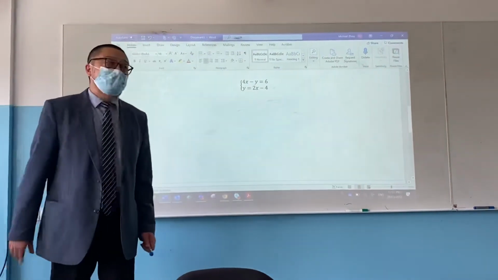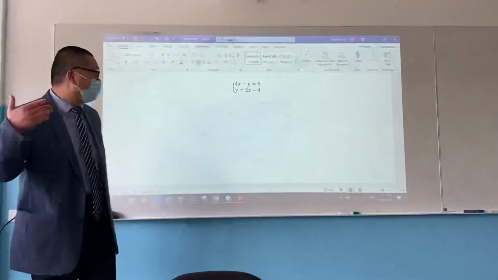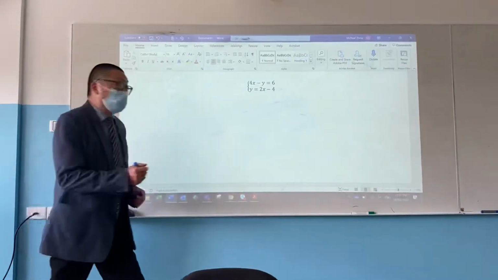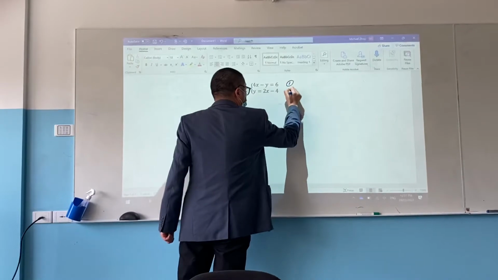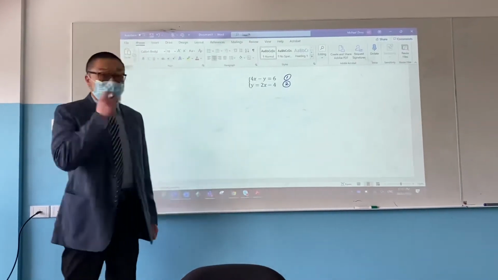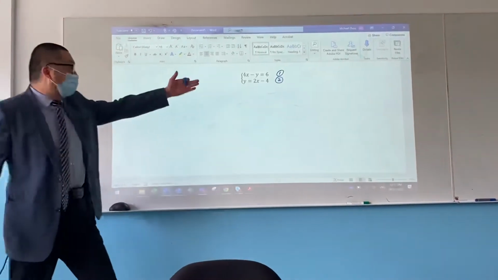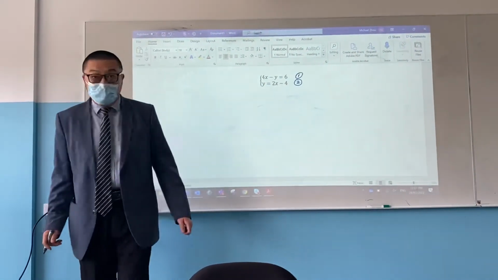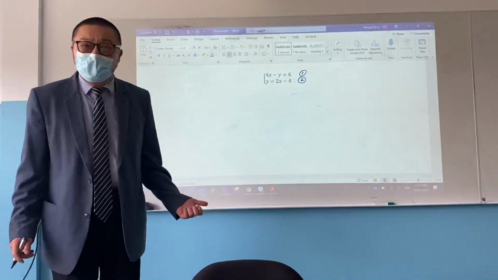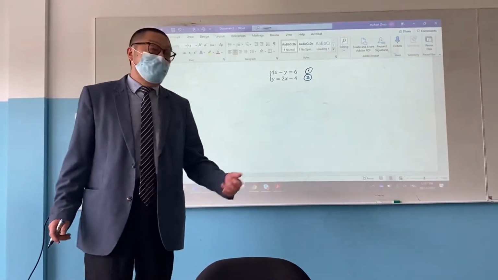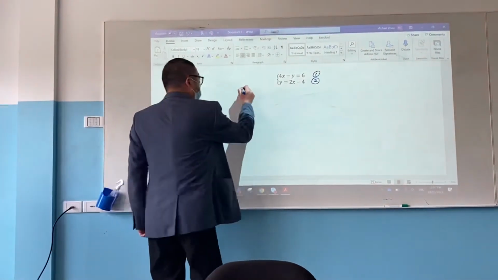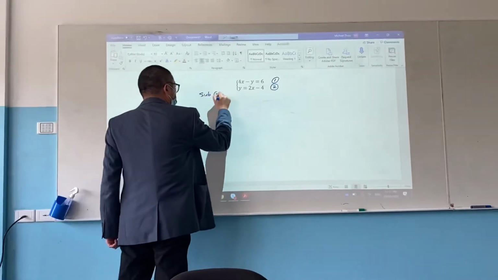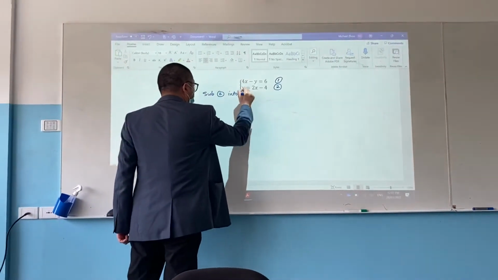Slightly more difficult, but pretty much a similar sort of idea. I'm going to call this equation 1 and this equation 2. Equation 1 says 4x minus y equals 6. Equation 2 says that. Do I know x or do I know y? Y, very good. So what I'm going to do is sub 2 into 1.